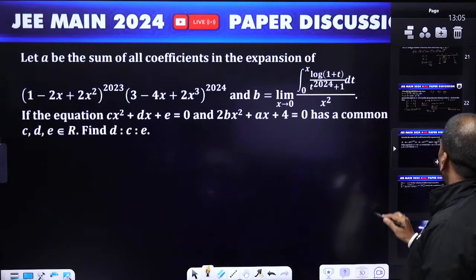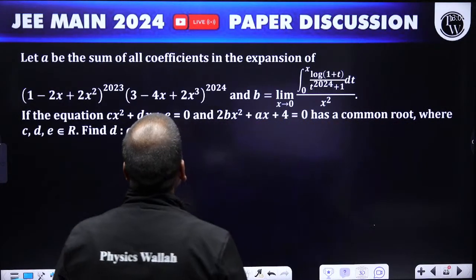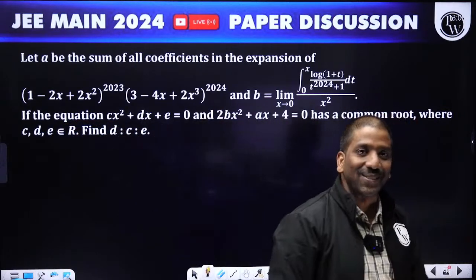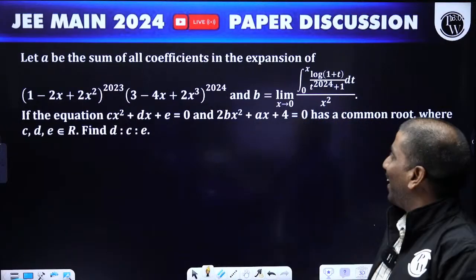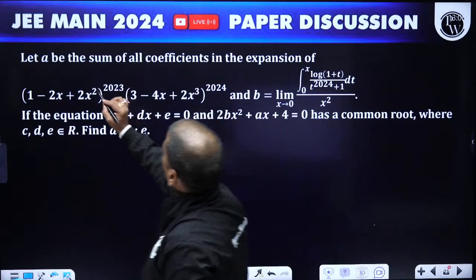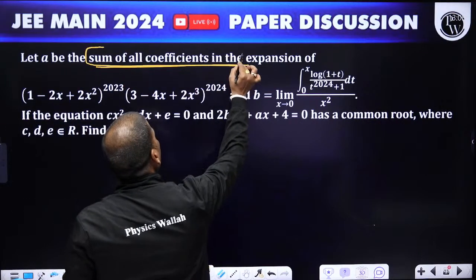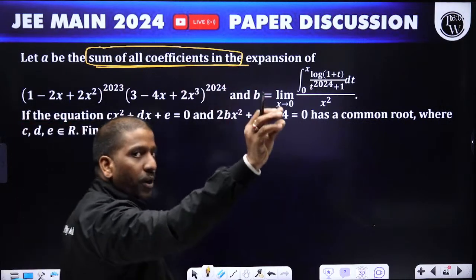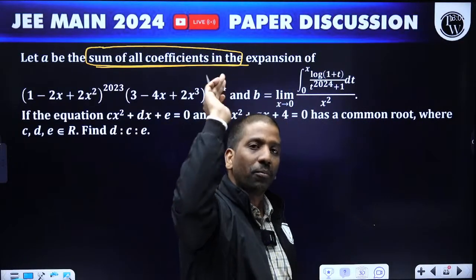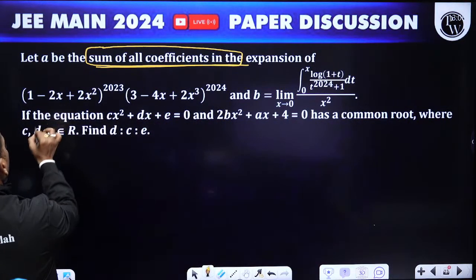Okay, so that's all. Now this is one more beautiful question, and it is linked with binomial limits and quadratic expression. So these three parts are given. Let A be the sum of the coefficients in the expansion. When we want the sum of the coefficients, we just put the variable equal to 1. Even if we have more variables, we always put each variable equal to 1 so that we get the sum of the coefficients. So put x equal to 1 here.